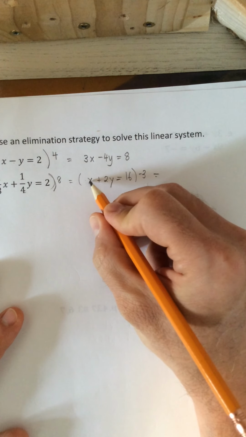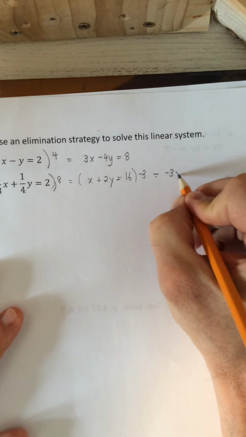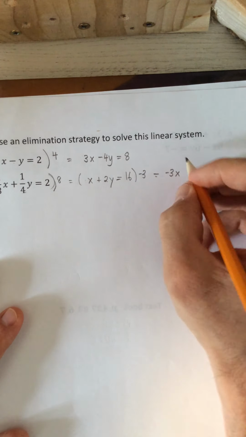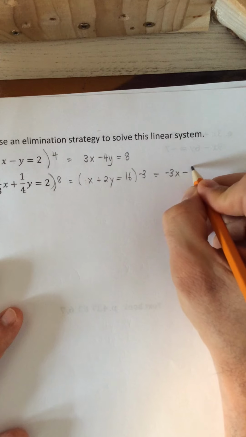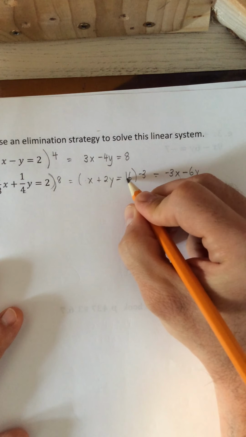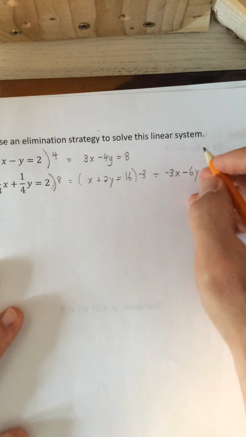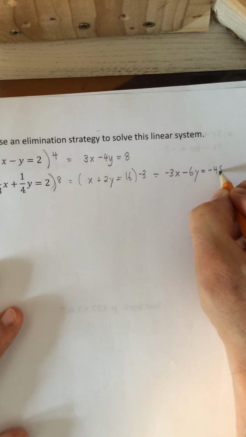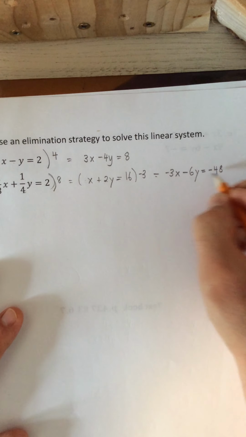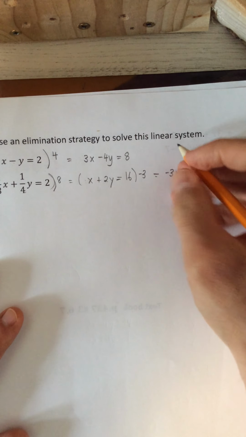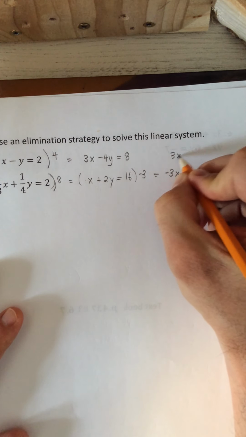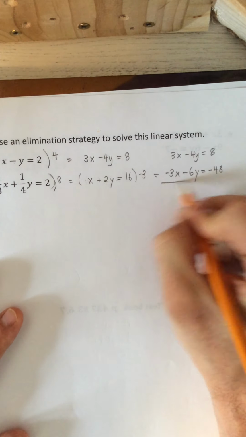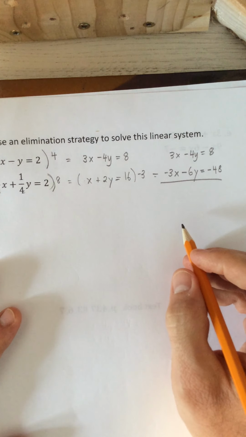So negative 3 times x is negative 3x. Negative 3 times negative 2 is negative 6y. And then negative 3 times 16 is negative 48. So I've just manipulated this formula again, and you can keep manipulating them if you need to, but at this point I don't need to. I'm going to be able to eliminate the x's here.